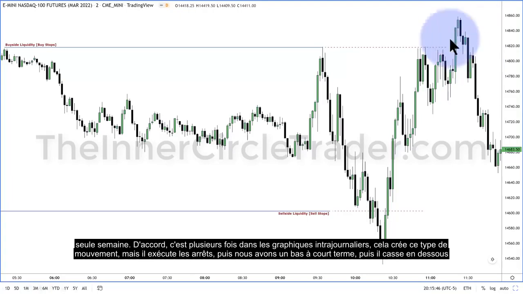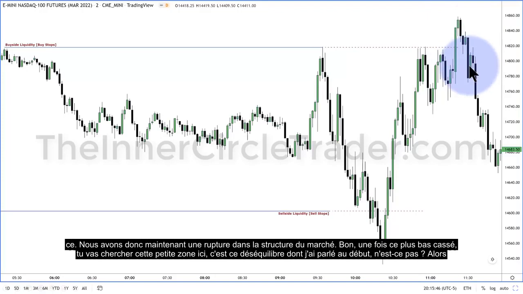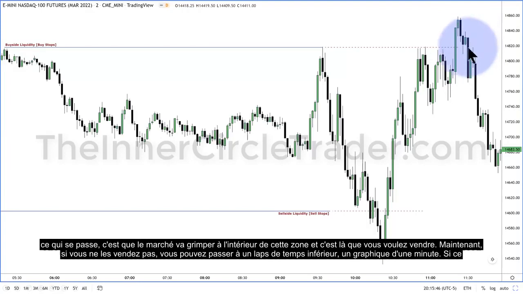But it runs the stops. Then we have a short-term low, and then it breaks below it. So now we have a break in market structure, okay? Once this low is broken, you're going to look for this little area here. That's that imbalance I mentioned in the beginning, right? So what's happening is the market's going to go right up inside that area there, and that's where you want to sell.